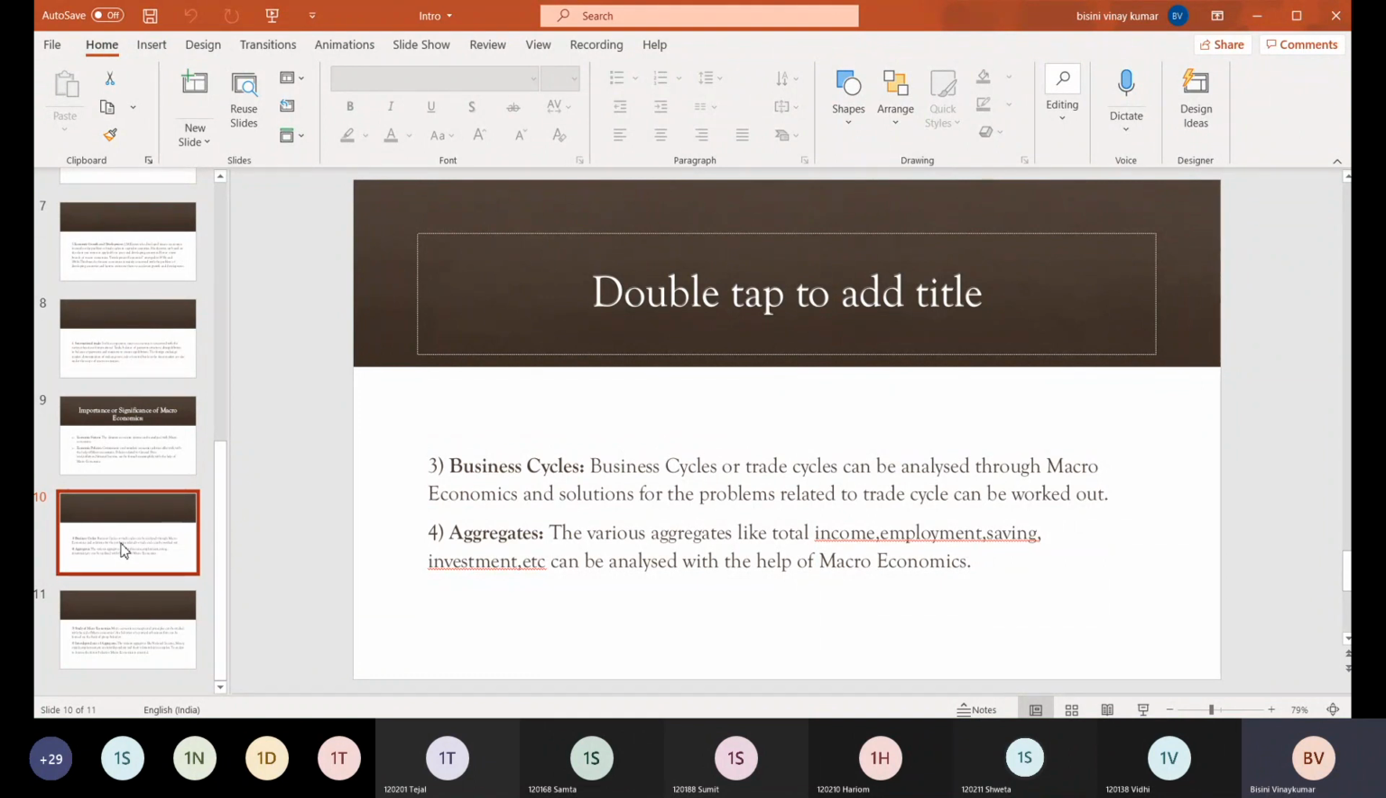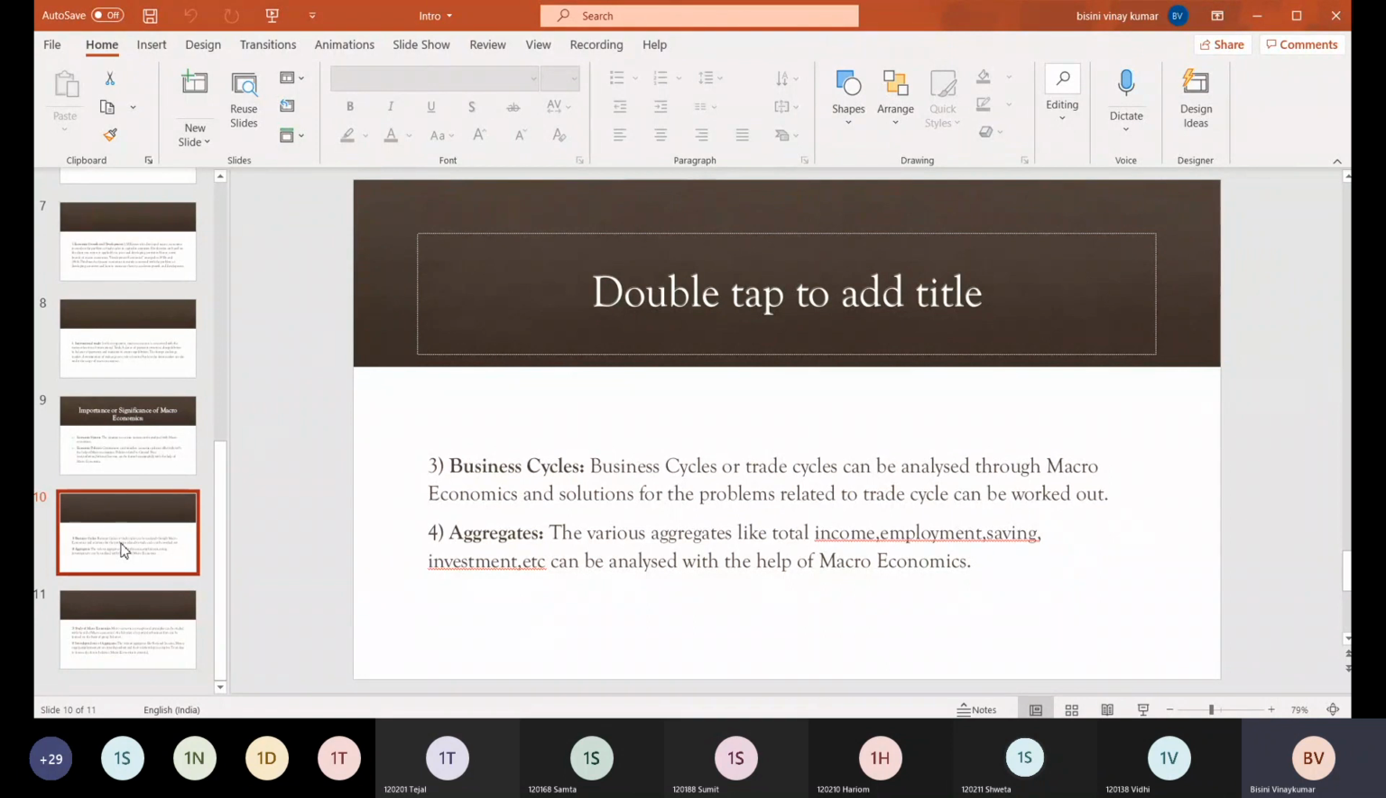Next point is aggregates. The various aggregates like total income, employment, saving, investment, etc. can be analyzed with the help of macroeconomics. Everything under macroeconomics is studied from the aggregate point of view. Aggregate means total, in total, or as a whole, or in a particular combination. The entire economy is studied as aggregate income, aggregate employment, aggregate saving level, aggregate investment level. Suppose your entire class has 100 students and everybody is saving, that will be considered aggregate saving.